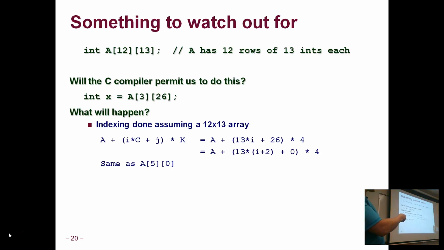So if you give it this, it's going to do the row calculation by taking 3, multiplying it by the number of columns that it thinks it has. So this is going to be 13 times i, which is 3 in this case, and then it's going to add the 26. This is effectively 2 rows ahead that you're going to read. This gives you A of 5, 0. That's why you should be able to go through the entire thing at once just by incrementing A over and over. Yes, that is correct.